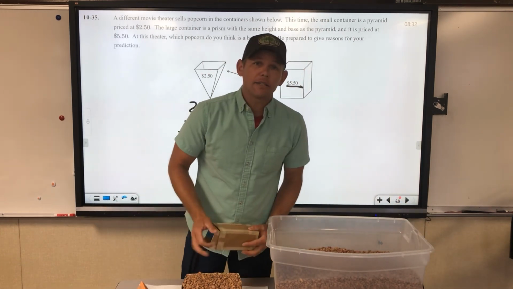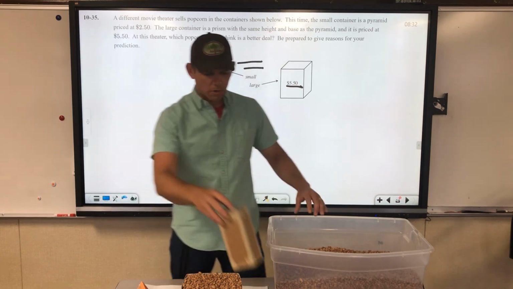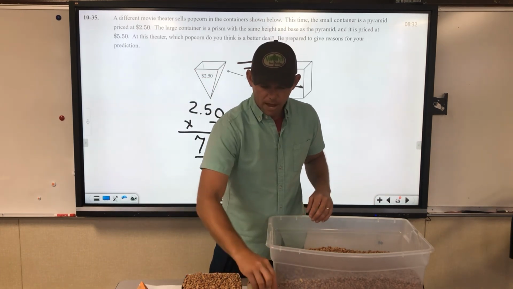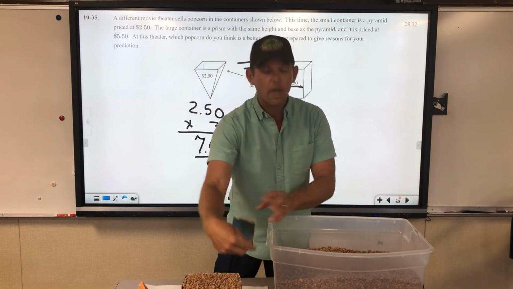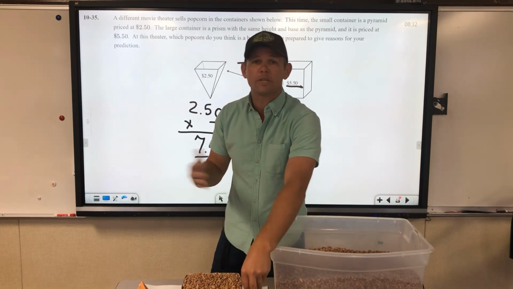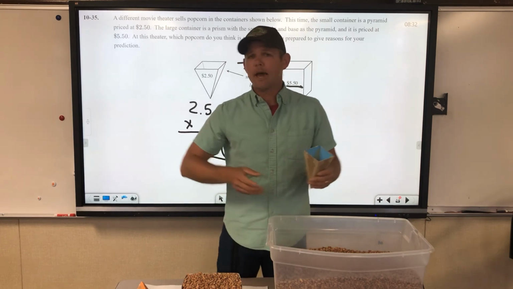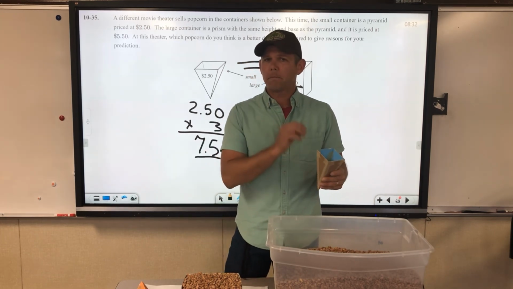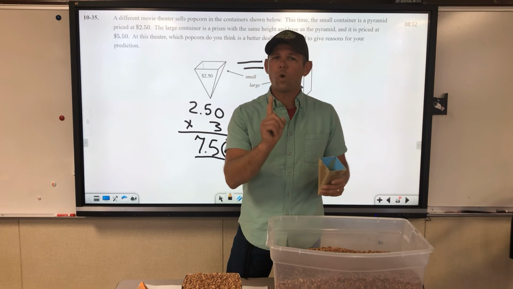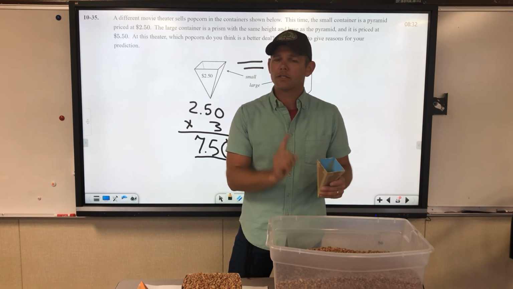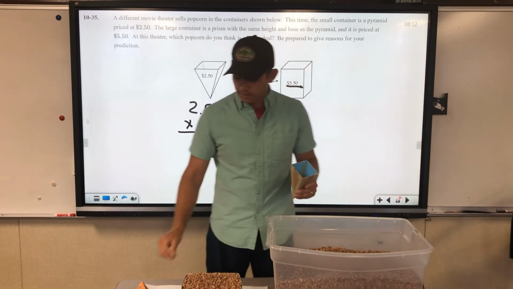Okay, that is the conclusion of our demonstration of a prism and pyramids, cones, and cylinders. The key factor that you need to remember is that both cones and pyramids are 1/3 the size. That's the key from today's lesson.